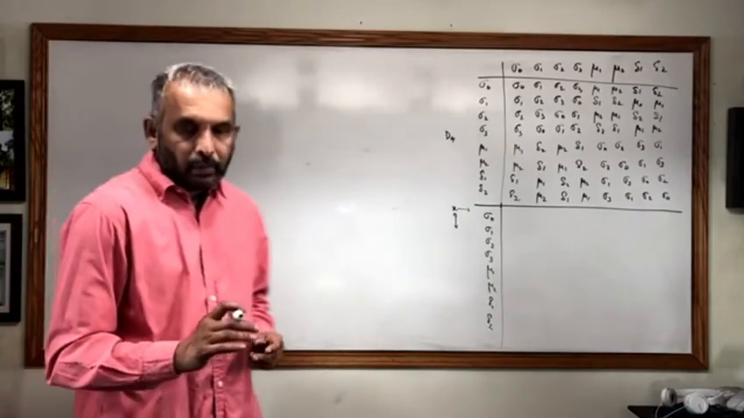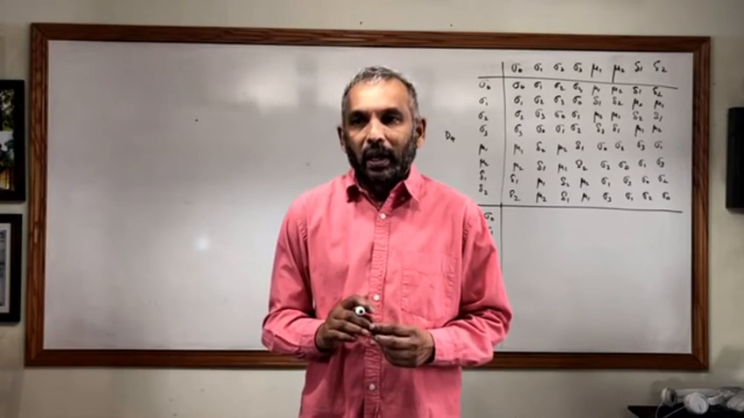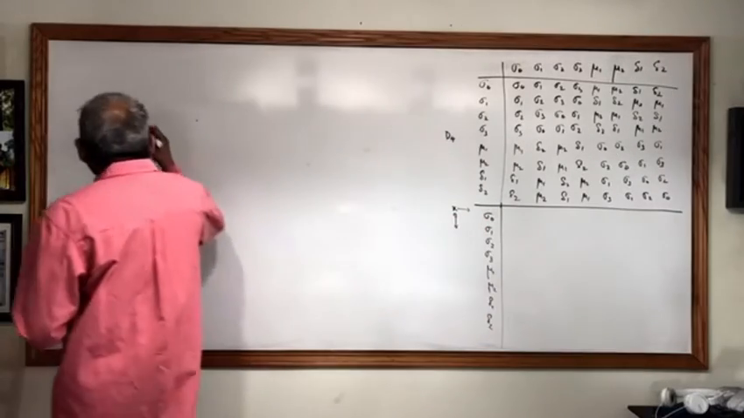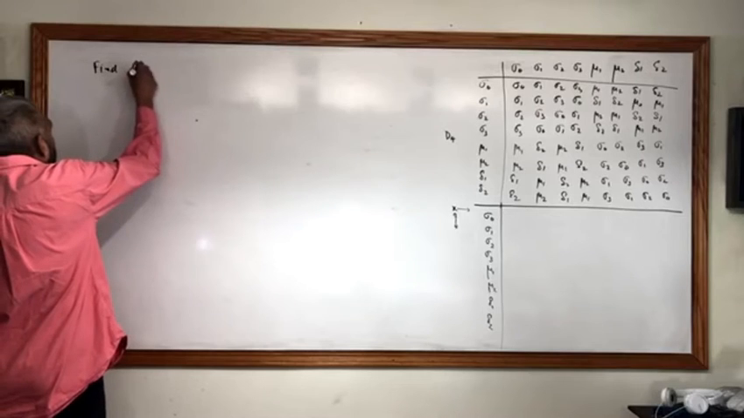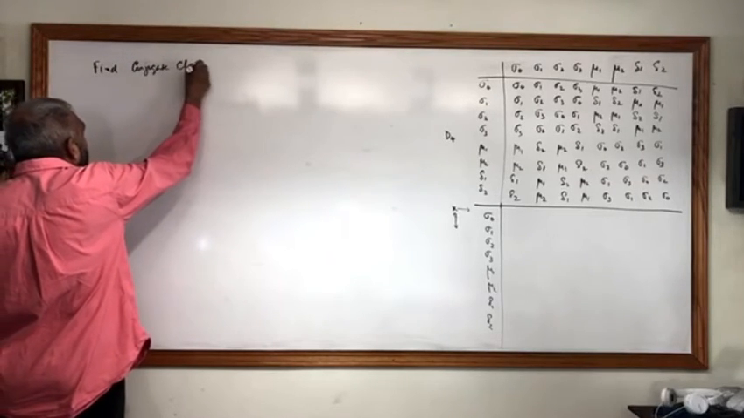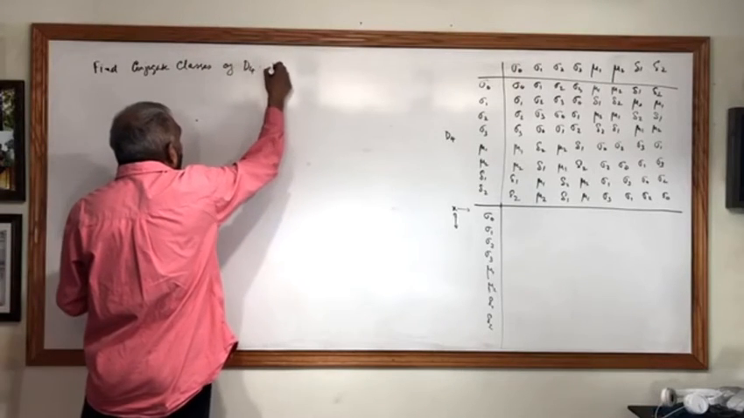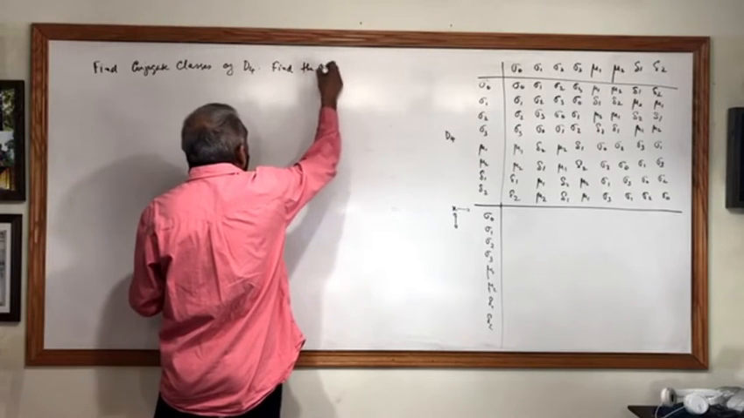Our next problem is to find out the conjugate classes of the dihedral group. So find conjugate classes of D4, and also you can find the class equation.